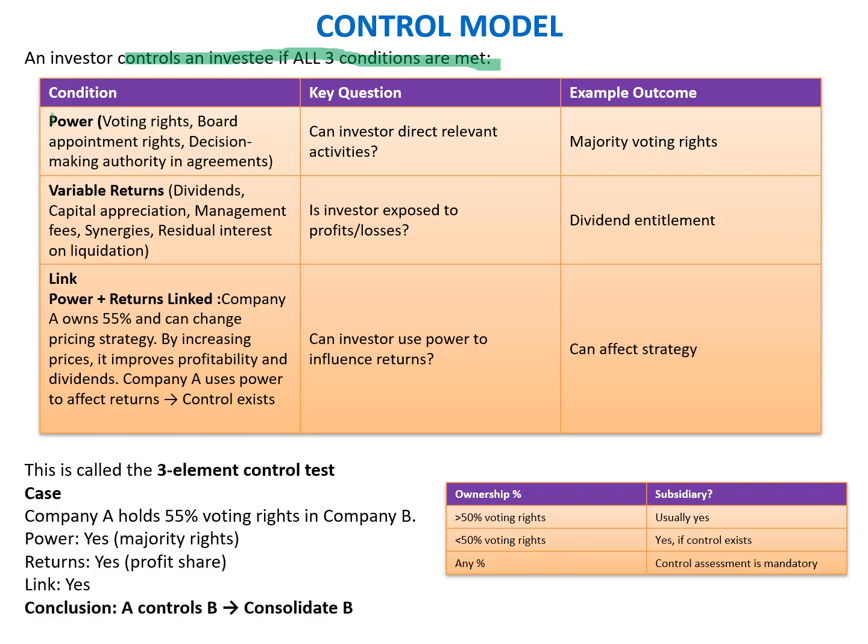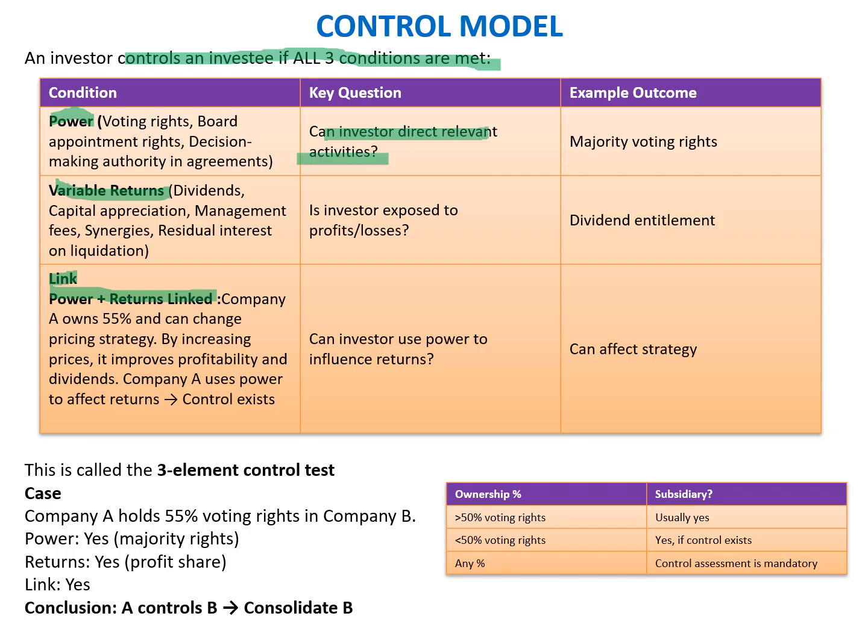So the first condition is power, the second is variable return, and the third is the link, which is power plus return linked. When we talk about power, what does that mean? Power means voting rights, board appointment rights, decision making authority in the agreement. If these voting rights, representation on the board, or decision making authority are established, or it can be proved that they exist, then definitely the parent has control over the entity. Now, can the investor direct relevant activities?